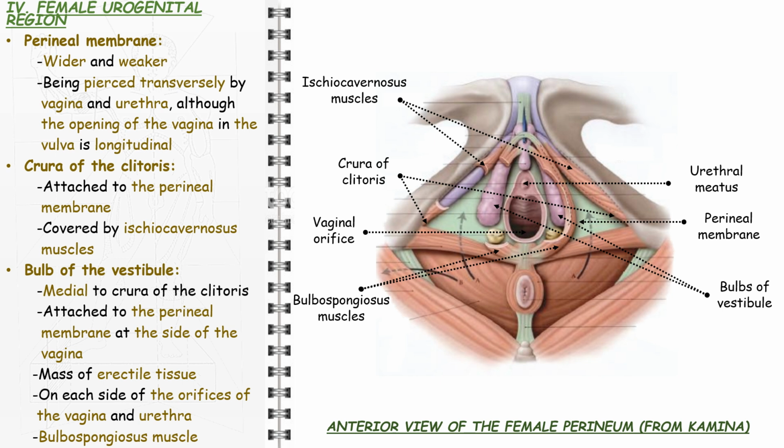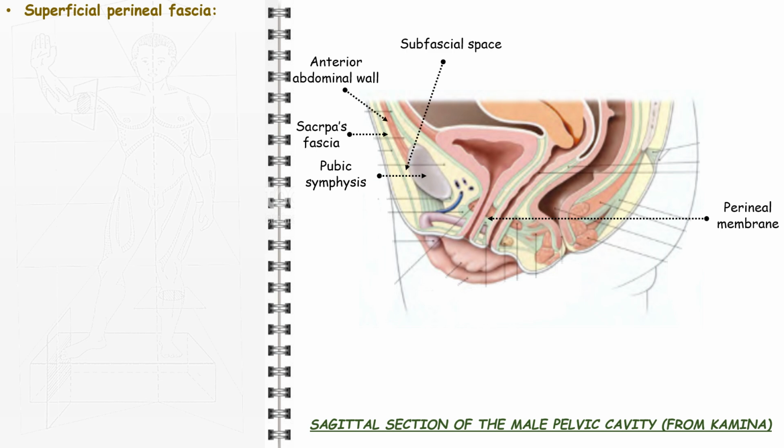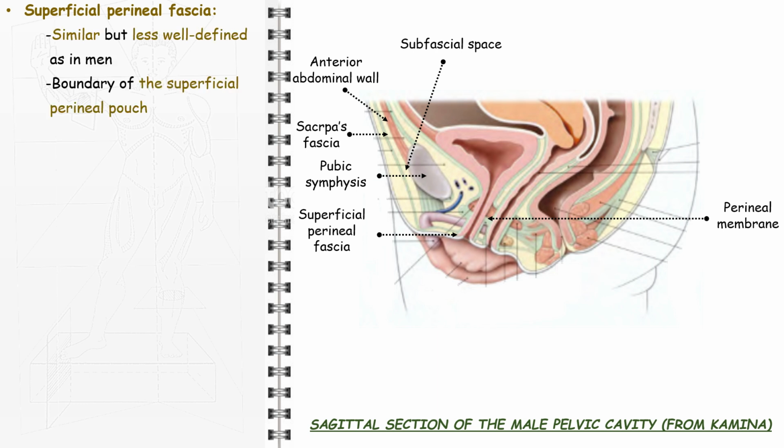The female deep perineal pouch is traversed by both the urethra and vagina, but as in the male contains the sphincter urethrae and the deep transverse perineal muscles, and comparable nerves and vessels. There is a similar but less well-defined superficial perineal fascia forming the boundary of the superficial perineal pouch, but instead of forming a sheath for the penis and scrotum, it is centrally deficient because of the vulval slit. It is the fat of this superficial fascia that forms the labia majora.